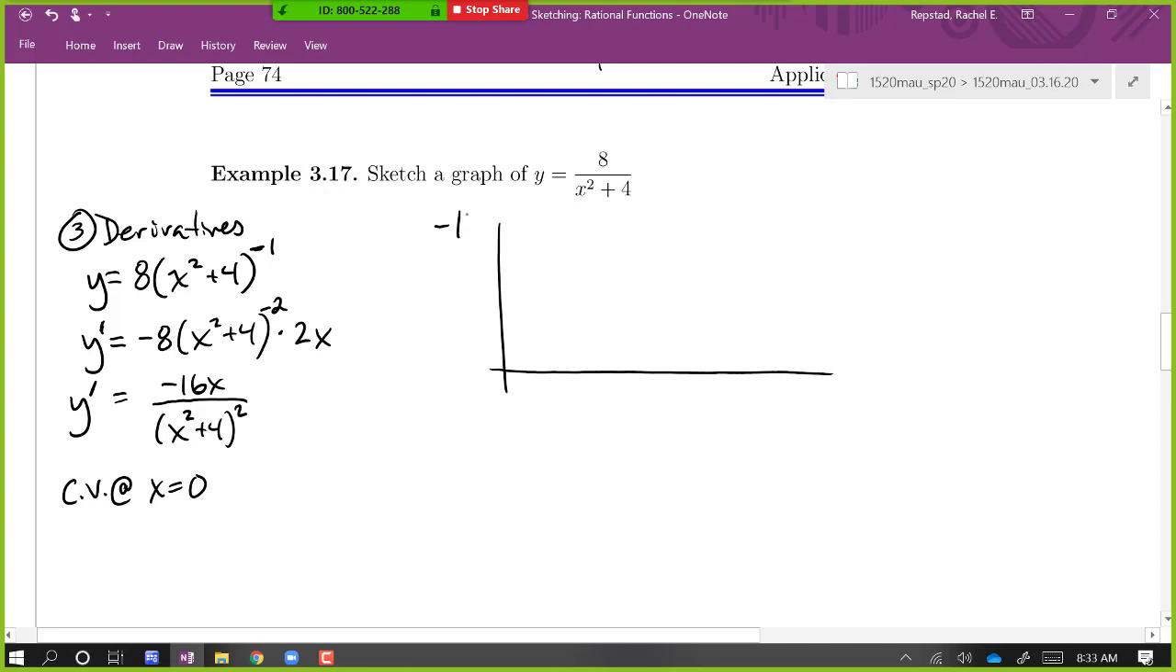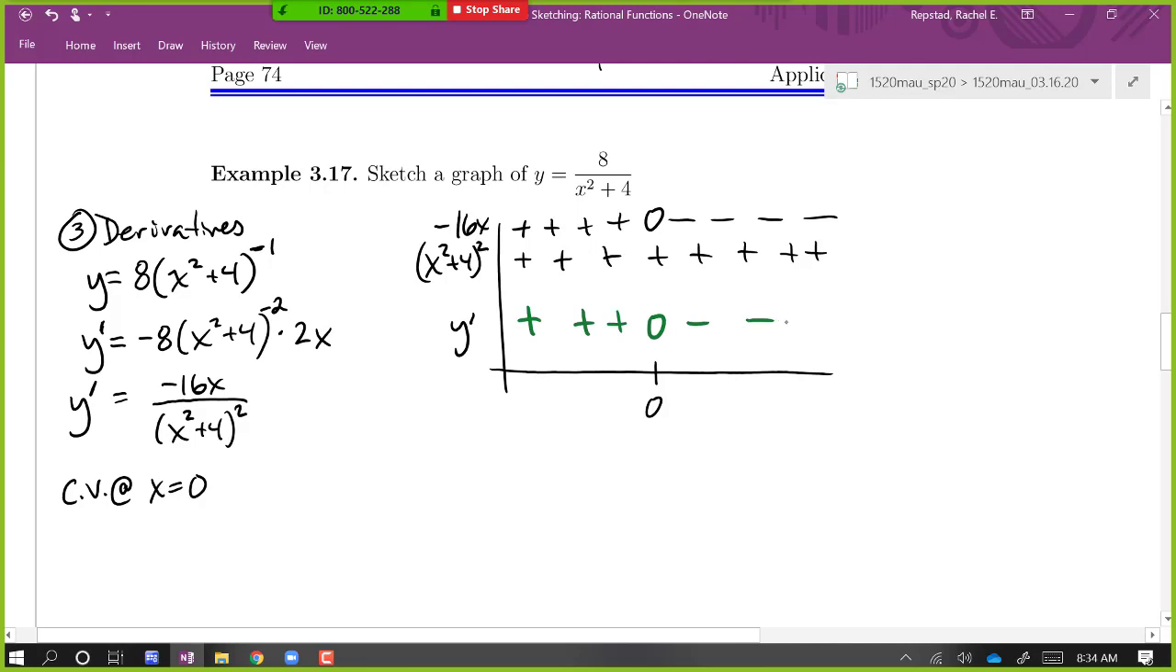So we have a row for negative 16x. We have a row for the square of x squared plus 4. And then a row for y prime. We have a single critical value at 0. We know that negative 16x is 0 at 0, and it's positive on the left and negative on the right because of that negative in front of the 16x. And the next row is just always positive, right? X squared plus 4 is always positive, and if you square that, you're super extra positive. And that gives us the row for y prime. Then we just set that aside. We're going to put it in our table when we summarize all of our information, but I think we've exhausted the first derivative at this point.